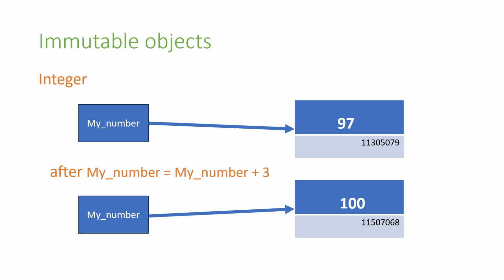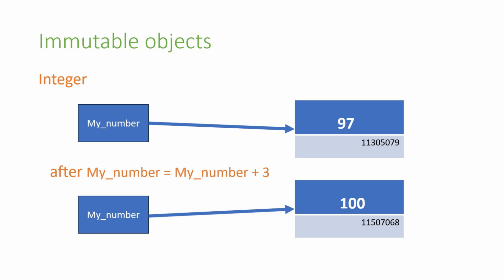My number is the integer 97. We can say that a variable does not have a data type, only the values have a data type. At runtime, 97 is an integer, so the data type is integer. 97 is the value, and the bottom one, 11305079, is the unique ID given to the object. We know the ID, value, and type are three things that are not changeable. It is immutable.